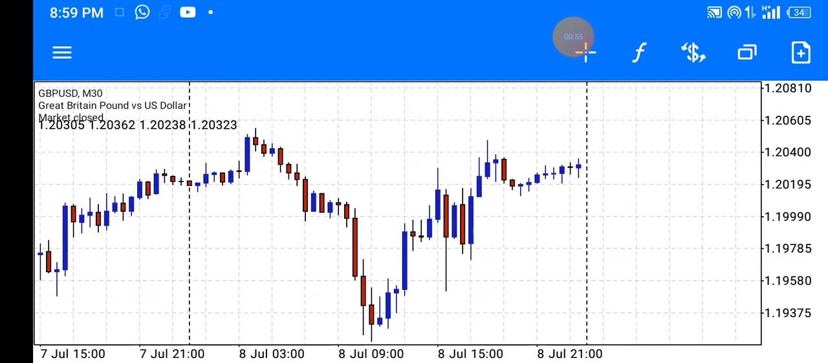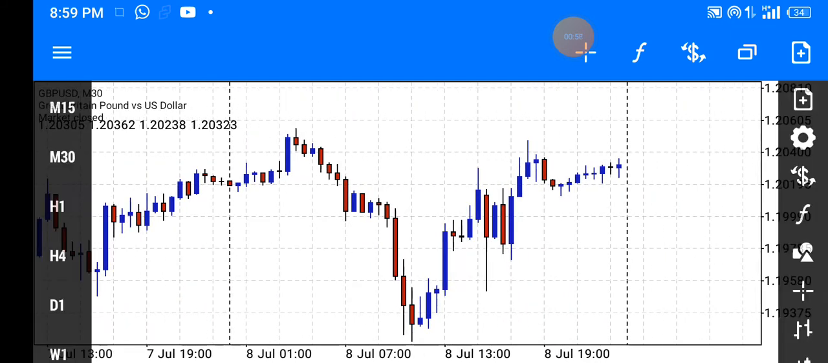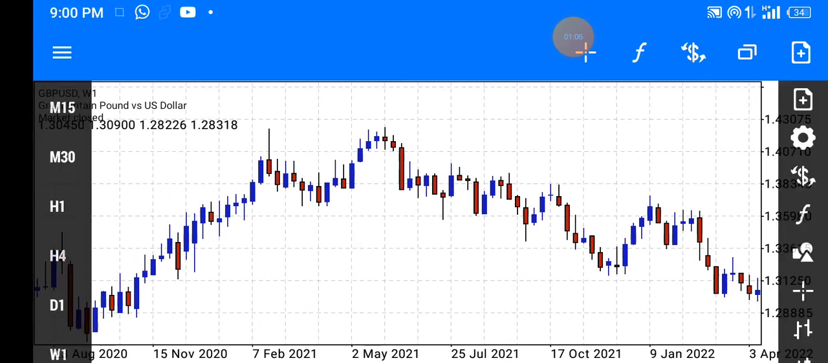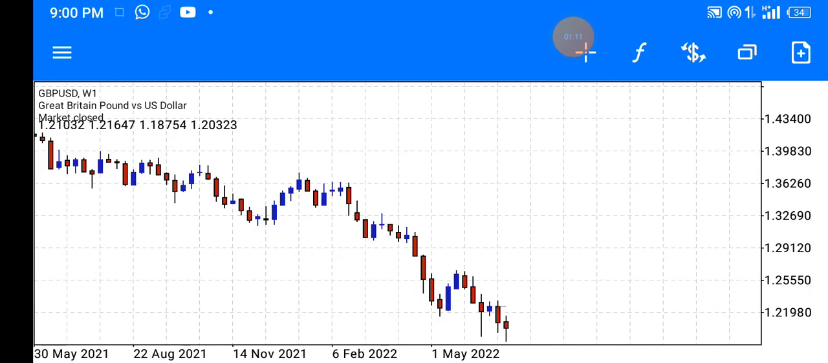So let's go to the higher time frame. I like looking at the higher time frame to see what the market has, so I can know what I'm expecting from the week. Okay, here is a preview.